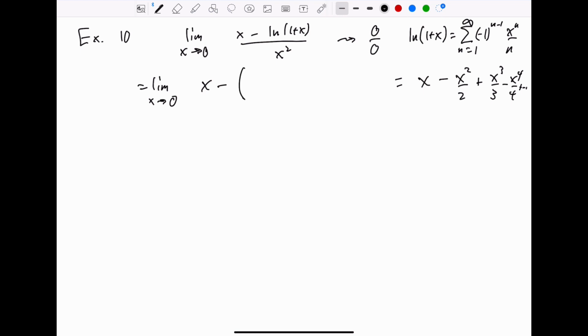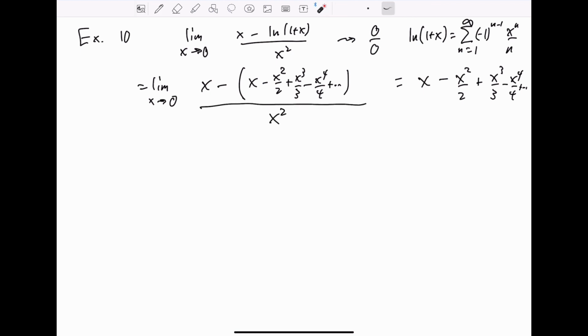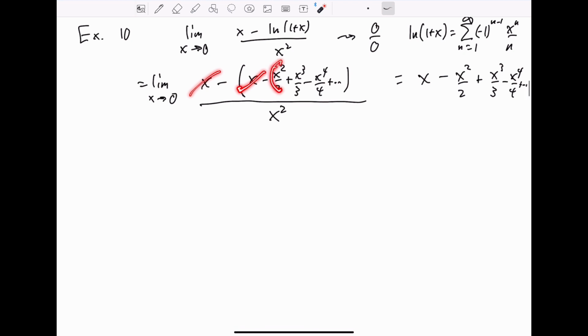x minus the quantity, parentheses are very important here, x minus x squared divided by 2 plus x cubed divided by 3 minus x to the fourth divided by 4, etc., divided by x squared. Notice that x minus x cancels. And I'm going to have to distribute the negative here, so all of these signs are going to actually flip. So I'll have positive, negative, positive, negative. But since the x's cancel, every term in the numerator will have an x squared, which will cancel with the x squared in the denominator. We'll take a couple steps to work through this.